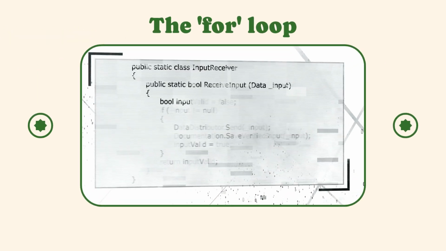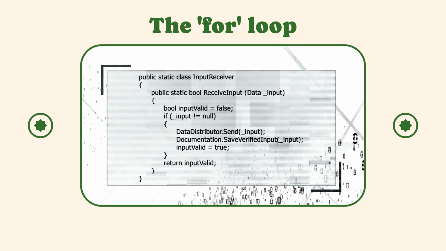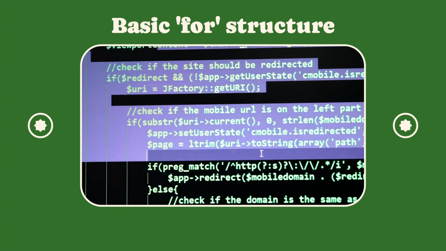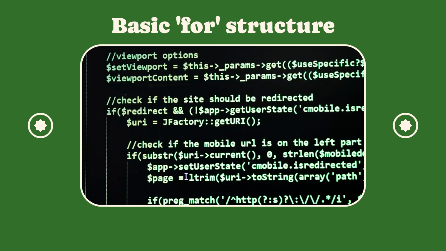In MATLAB, the for loop is one of the most common ways to execute a block of statements a fixed number of times. The basic structure is simple. For index equals start:end, followed by the commands and closed with end.